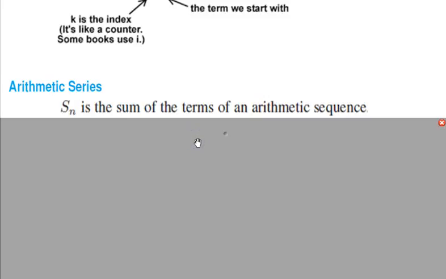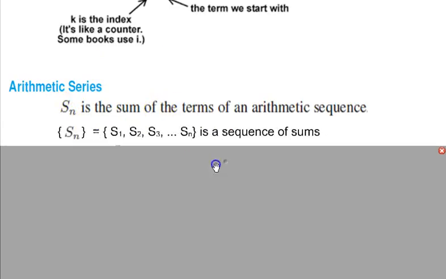Today we're going to talk about an arithmetic series. By definition, an arithmetic series is the sum of the terms of an arithmetic sequence. So the sum of the terms of an arithmetic sequence is called an arithmetic series, and this sum represents one number, whereas this represents a collection of sums, which is also a sequence. But we're going to focus right here on S sub n, and the reason why we're focusing on S sub n, you'll see a little bit later.